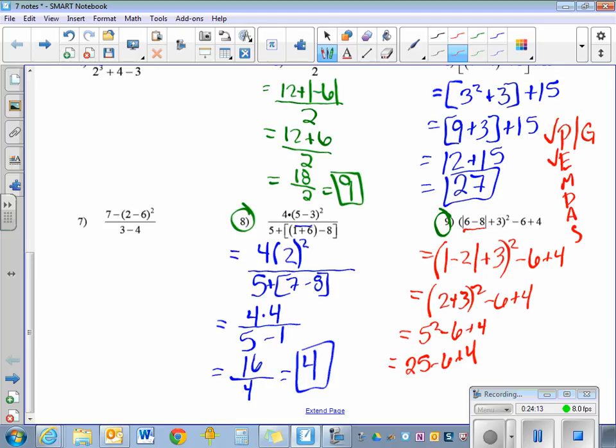We have no multiplication, no division. We're finally down to just addition and subtraction. So we go left to right. 25 minus 6. Very good, 19. And 19 plus 4, which gives us? 23. Very good, 23. I think these are the most confusing part of addition and subtraction. Okay, any questions on that?